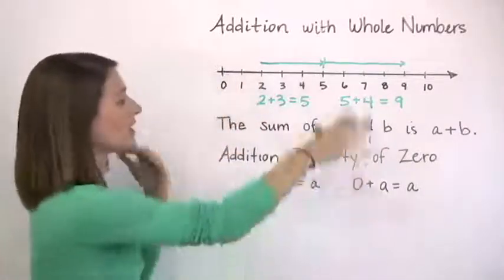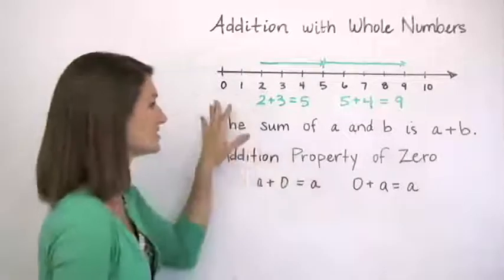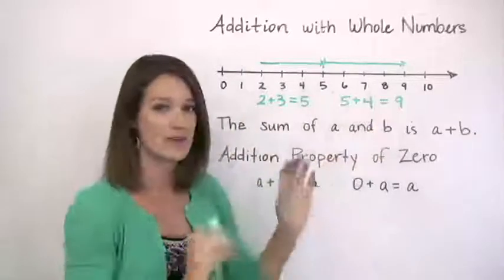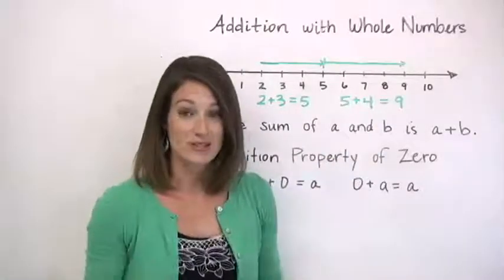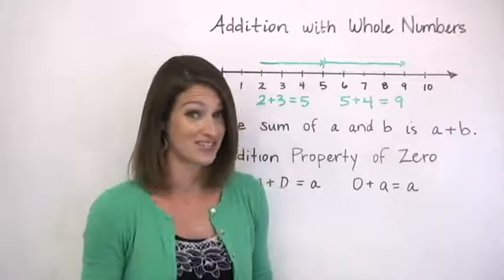So it's important to become comfortable with adding all of the single digits on this number line, 0 through 9, all the combinations that you can make. It's important to memorize those, and it'll make working through the problems in this section much easier.